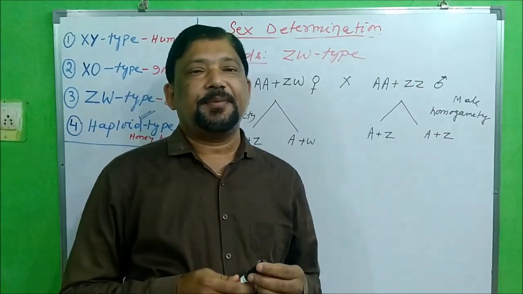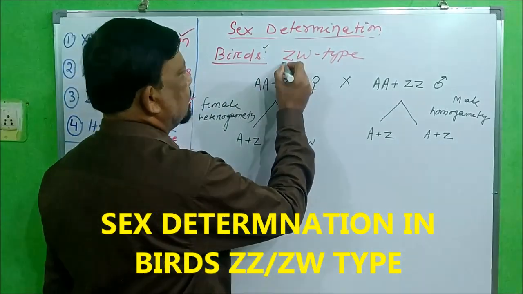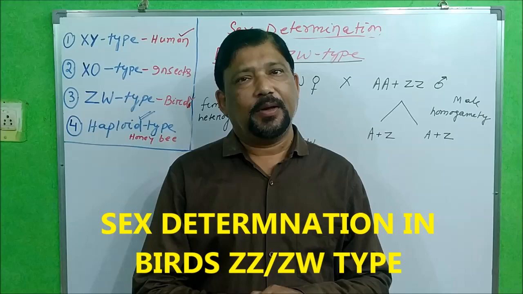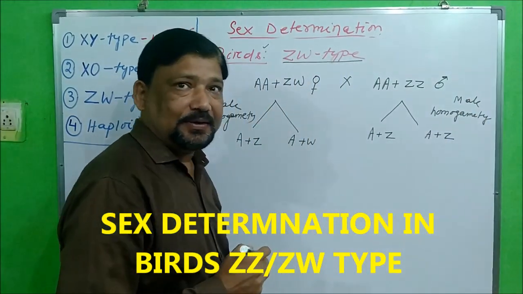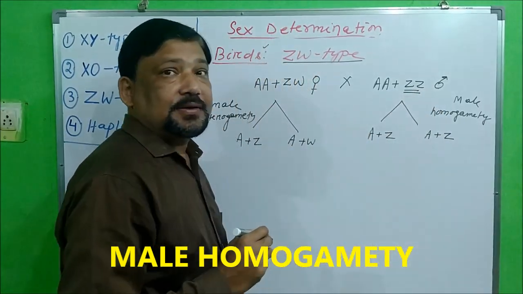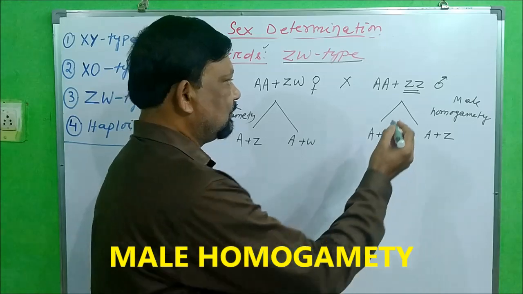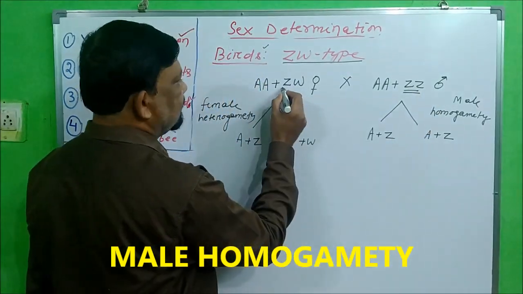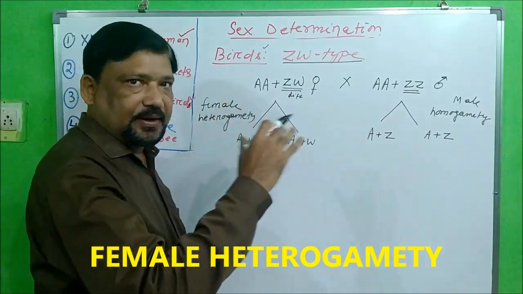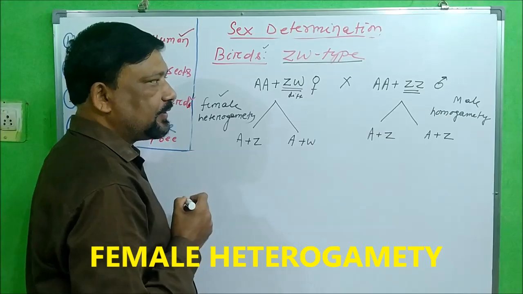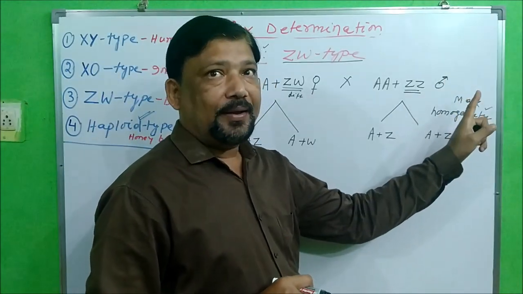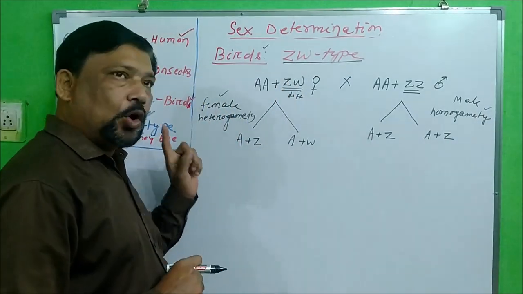Clear? Next, come to sex determination in birds. Birds have ZW type of sex determination. Here the chromosomal setup of birds is just the opposite of human beings. In human beings, you have seen male heterogamety, but here you will see male homogamety. Here the male has a similar pair of sex chromosomes. Both chromosomes are the same in male, whereas in female they are different. So, in birds, the reverse is true. You will find female heterogamety and male homogamety, whereas in human beings you will find male heterogamety and female homogamety.